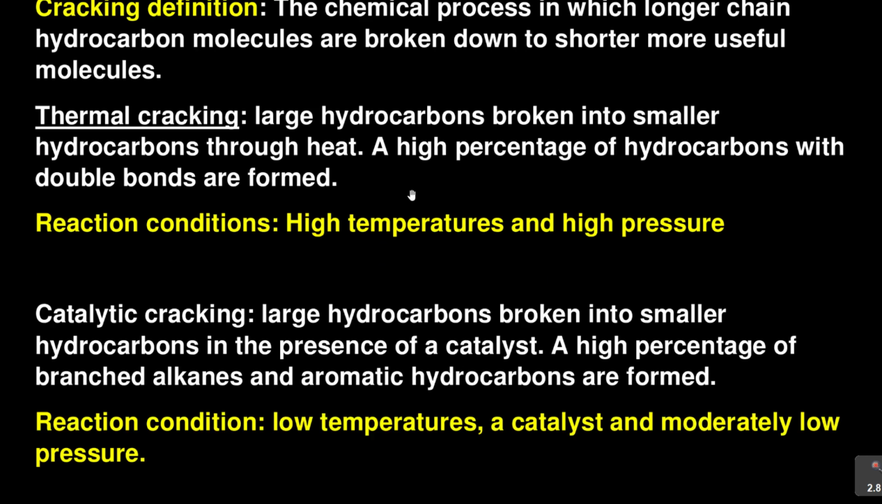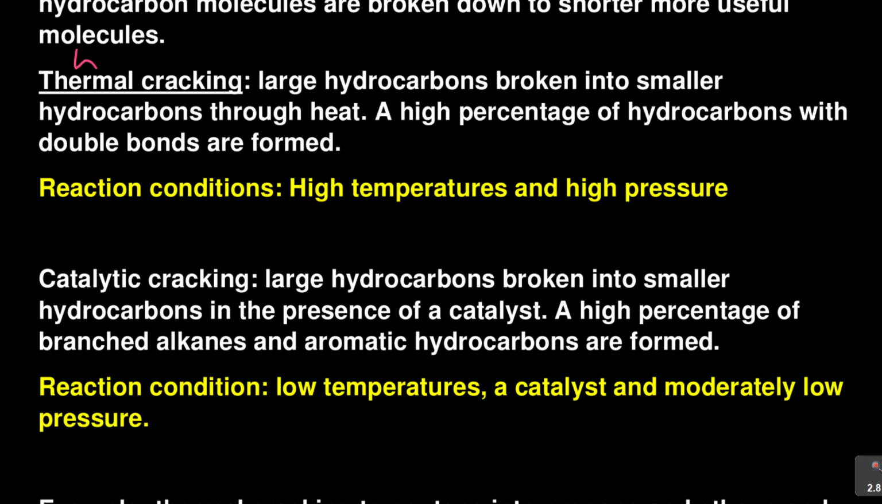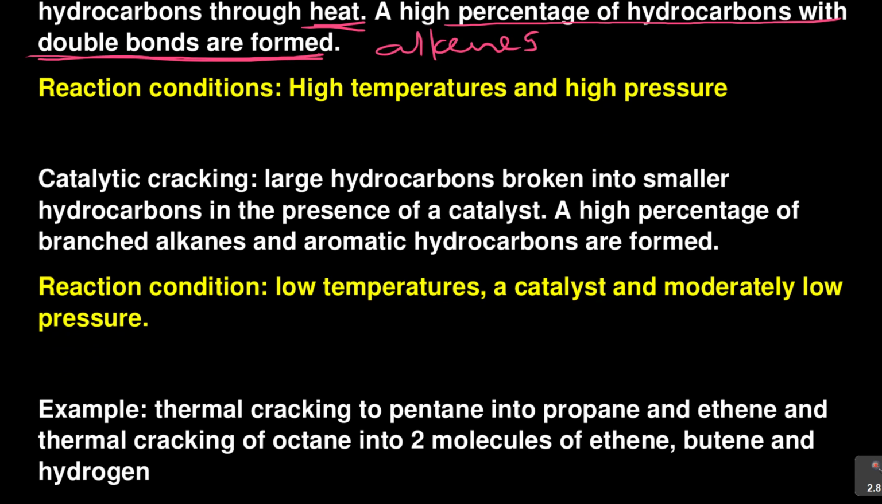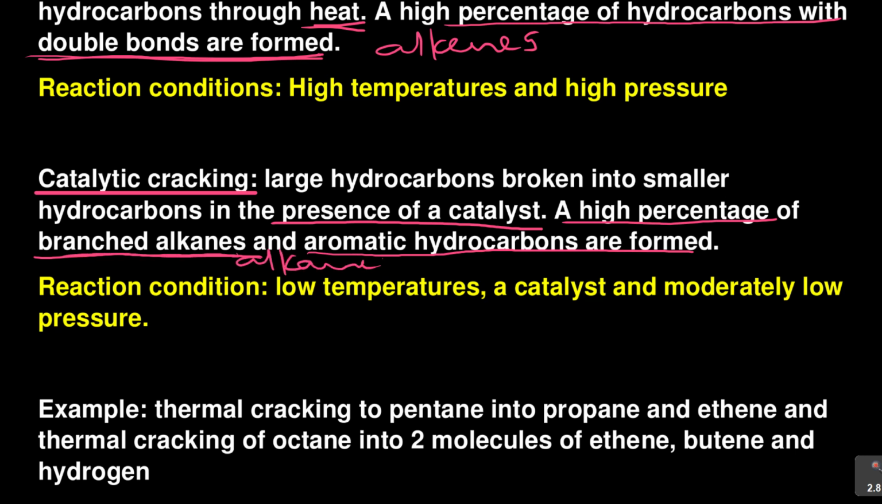There are two types of cracking that you need to know. There is thermal cracking. Thermal means heat. So large hydrocarbons are broken into smaller hydrocarbons through heat. A high percentage of hydrocarbons with double bonds are formed. So here you form mainly alkenes with thermal cracking. And then the next type of cracking is called catalytic cracking. Now, what is catalytic cracking? It is where large hydrocarbons are broken into smaller hydrocarbons, but in the presence of a catalyst. And then a high percentage of branched alkanes and aromatic hydrocarbons are formed. Branched alkanes. So here you form mainly alkanes but with branches.